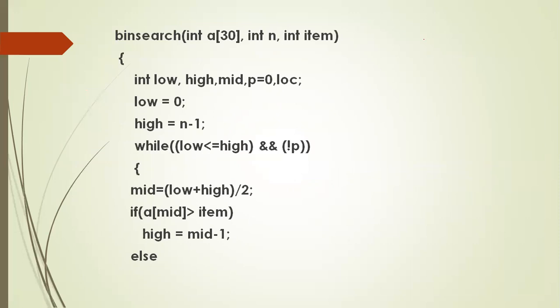Then while low is less than or equal to high and the value of P is not equal to 1, because P equal to 0 means the item is not found, and low less than or equal to high means our searching part is not yet over. First you take the middle, low plus high by 2. Then if the middle element of the array is greater than the item, then high equal to mid minus 1, because in that case we are searching only the first half.